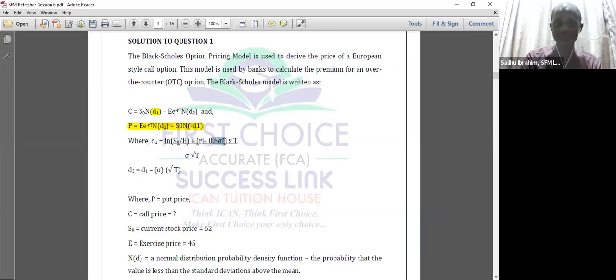So add it to your risk-free rate, then multiply your result by t. Then divide it by standard deviation times the root of time. That is the Black-Scholes option pricing model.